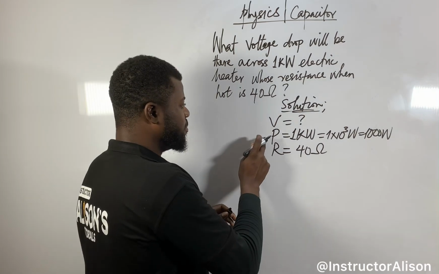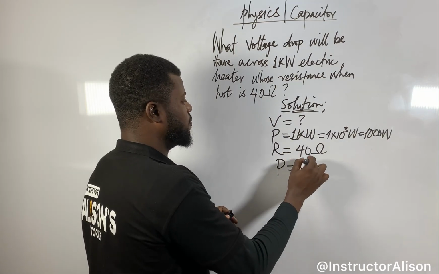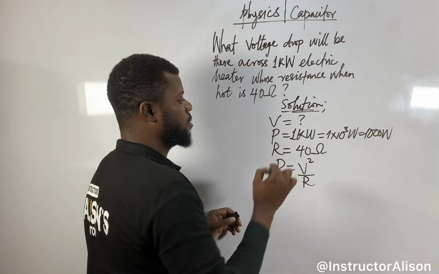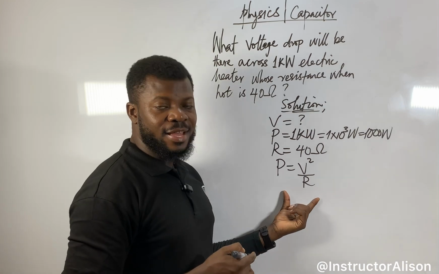Normally, the relationship between P, V, and R is P equals V squared over R. That means the relationship between the three of them. This formula, you may not have seen it before, at least not yet.